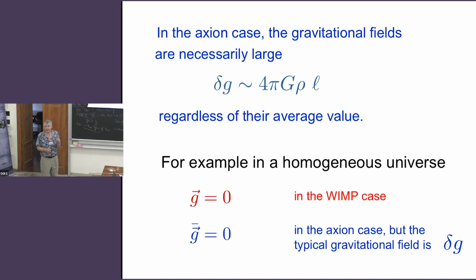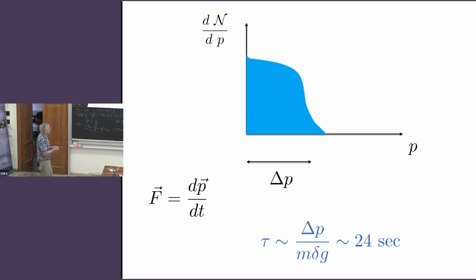Now, if the field is homogeneous on a length scale L, then it has gravitational fields on that scale, which are the density times the length times G. In a homogeneous universe, the gravitational field is supposed to be 0 on a particle. That's true on average in both the WIMP and the axion case. But in the axion case, although the average field is 0, the field fluctuates with this value of the field, delta G. That means it accelerates particles.